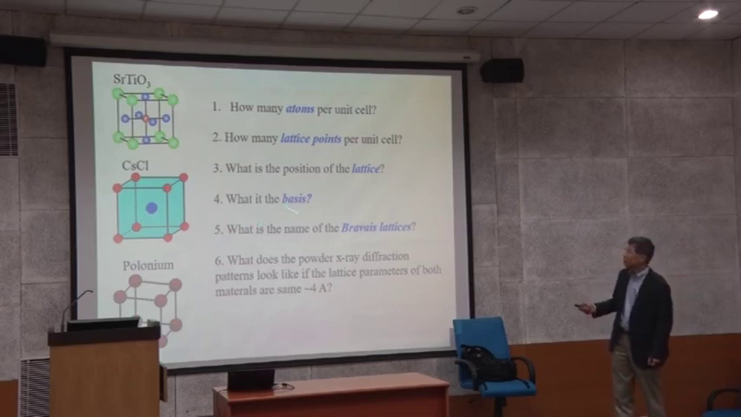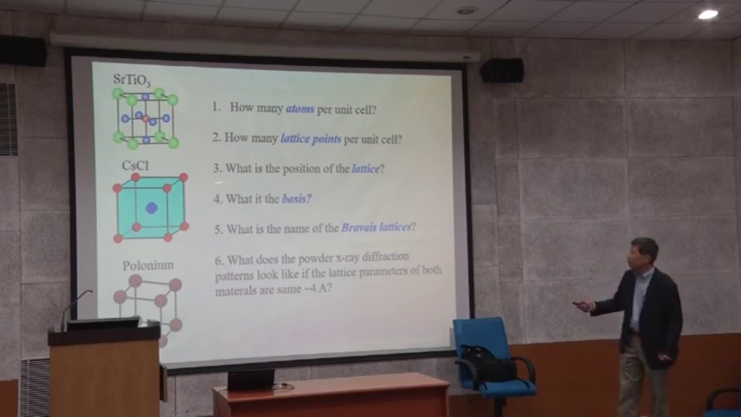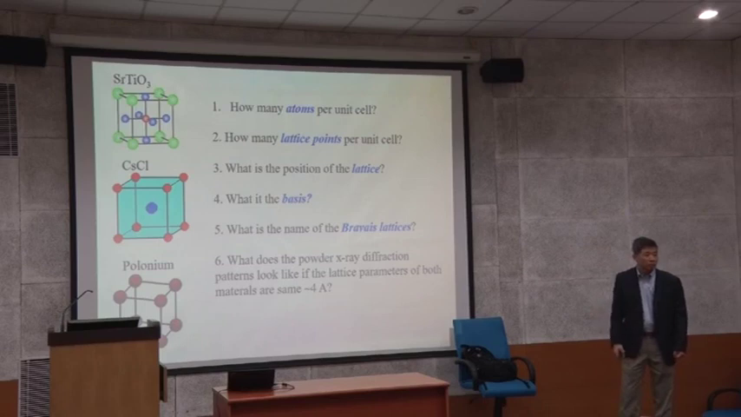And then what's the basis? The basis here is 1 polonium atom, and this basis, this group, 1 cesium, 1 chlorine is a basis, and here 1 basis, 1 strontium, 3 oxygen, 1 titanium. That's a basis, which is the same as the group of atoms. That's an important basis. Name of Bravais lattice I'll talk about later. It's all simple cubic primitive unit cell.